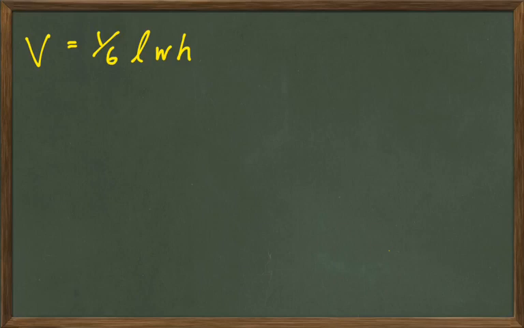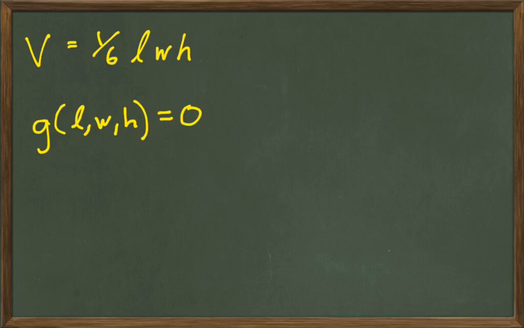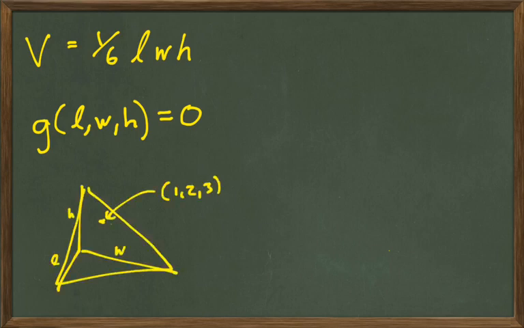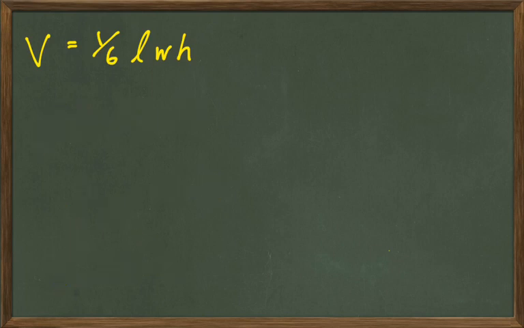One option would be to realize we need our plane to go through the point 1, 2, 3. So we could try to take the Lagrange multipliers approach and set up a level surface, a function g, that will determine that the plane through our intercepts L, W, and H will contain the special point 1, 2, 3. But if we think about it, that sounds like a pain, right? We have to set up a bunch of equations to make sure it goes through that point. So we're going to take a different approach here.